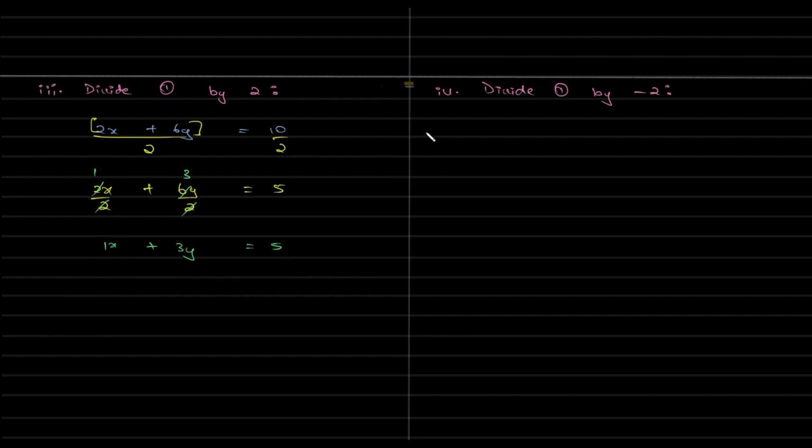Next, we are looking at dividing 2x plus 6y is equal to 10 by negative 2. So here too we'll use the distributive property, and we will do 2x divided by negative 2 plus 6y divided by negative 2 is equal to 10 by negative 2, which is negative 5. So positive divided by negative is negative, 2 divided by 2 is 1x, positive divided by negative is negative, 6 by 2 is 3y is equal to negative 5.